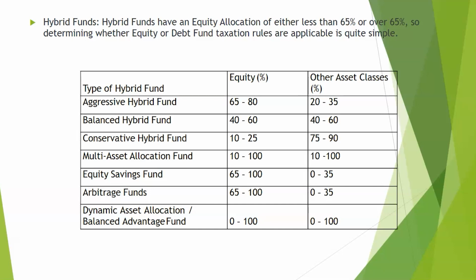For equity saving fund, 65 to 100% and the remaining for other asset classes. For arbitrage fund, 65 to 100%, similar to equity saving fund, and the remaining for other asset classes. For dynamic asset allocation, the percentage can vary for both equity and other asset classes.